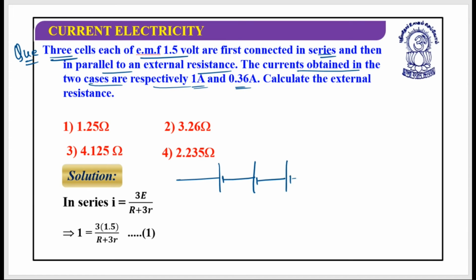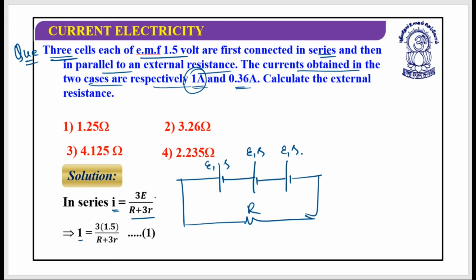When they are connected in series, the situation may be something like this: a first, second and third cell, connected with the external resistance R. Each is E comma r. So I can be written as 3E divided by R plus 3r, and when connected in series the current was 1 ampere. So 1 equals 3 into 1.5 volt divided by R plus 3r. This is the situation when they are connected in series.